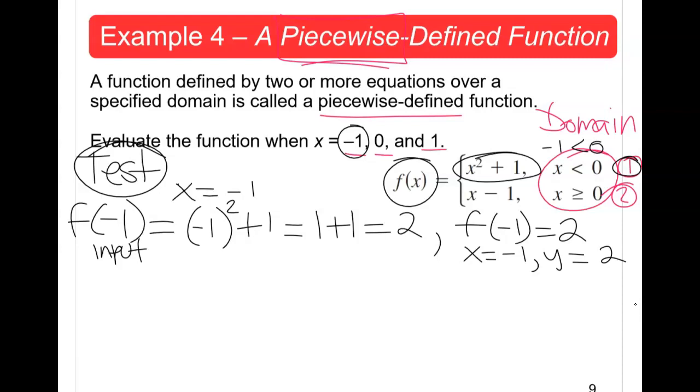Now for the next case, x is equal to 0. So when x is equal to 0, our question is, what is y equal to? So we're going to find f of 0.